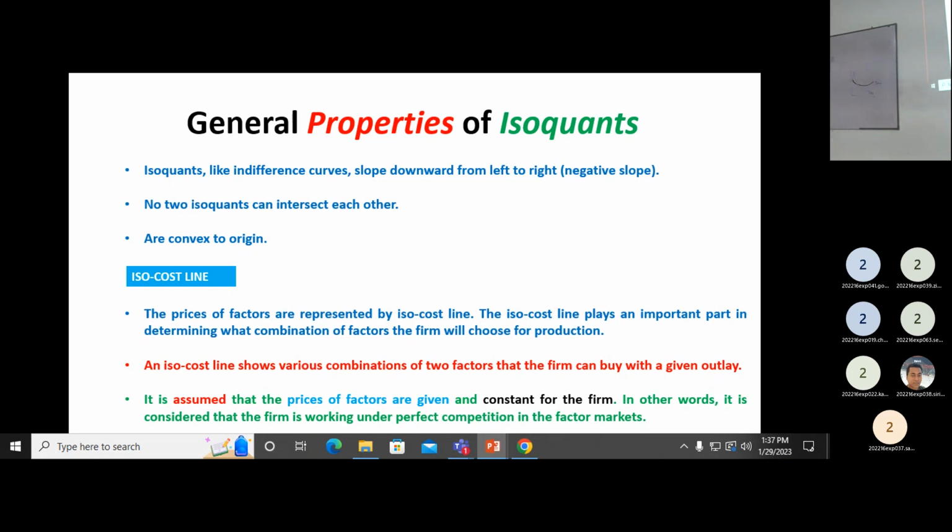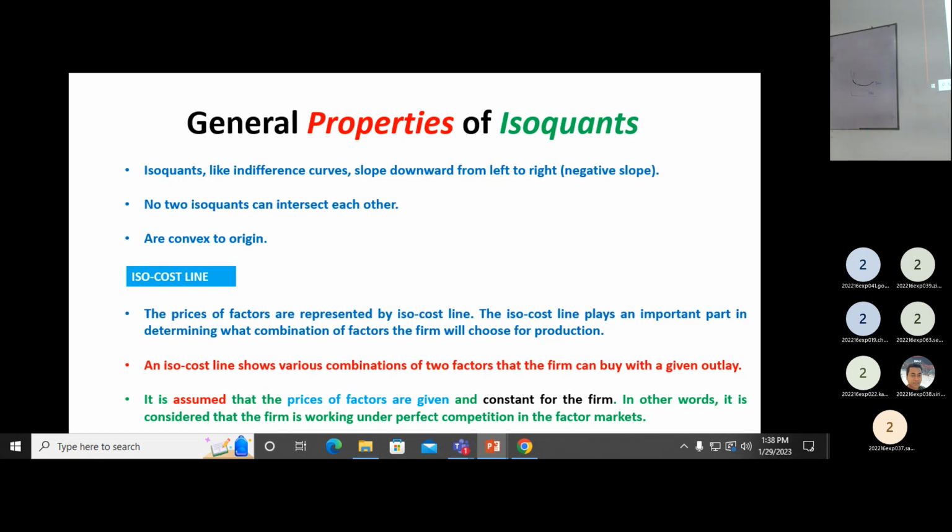Right. So now you know what isoquants are, what an isoquant map is, what the marginal rate of technical substitution is, and the features of isoquants. Now we are going to learn about the cost part. We discussed the production part. Now we discuss the cost part, denoted by the isocost line. Isocost. Clear? At the very beginning, let's see what this is. In a very simple way, the prices of the factors are represented by the isocost line.